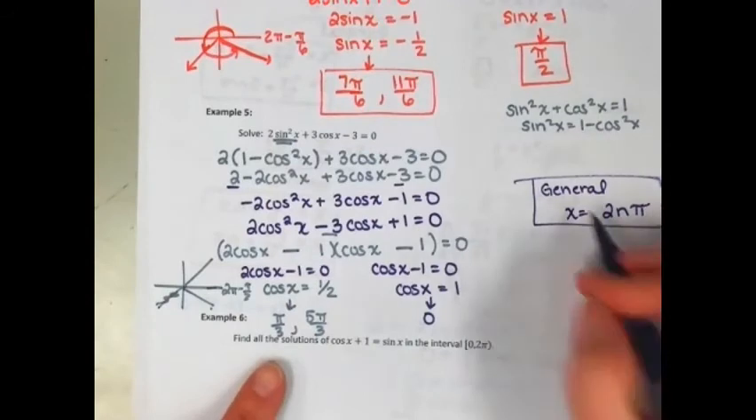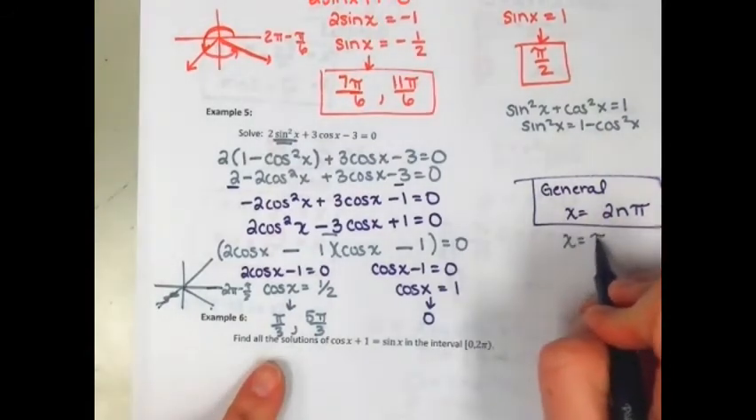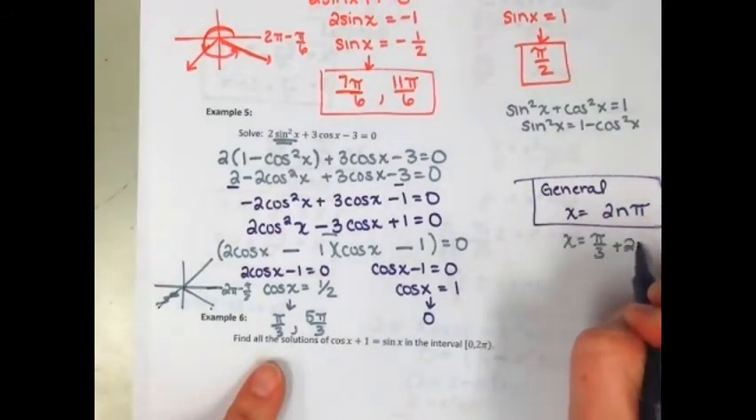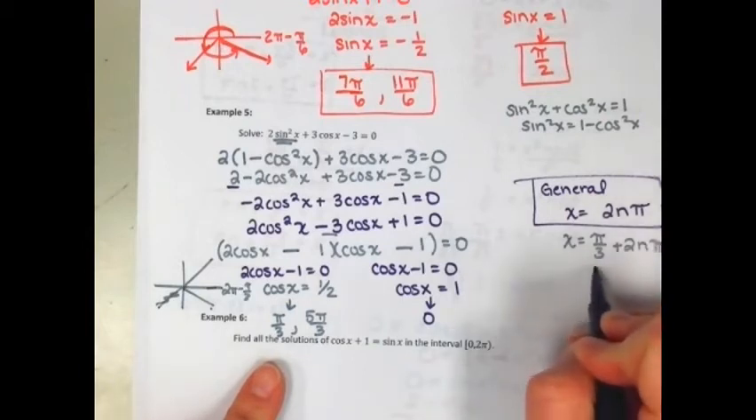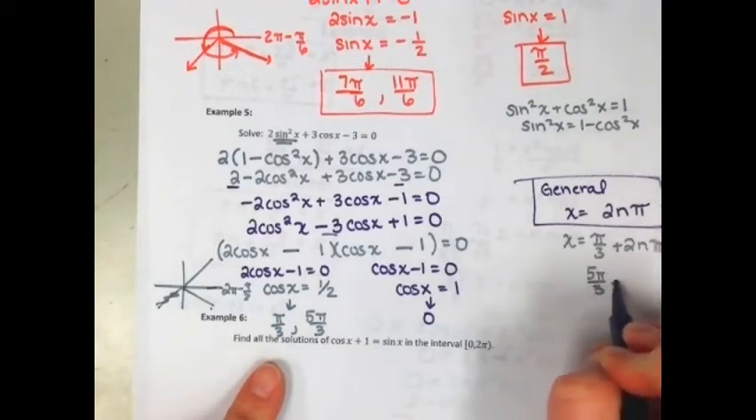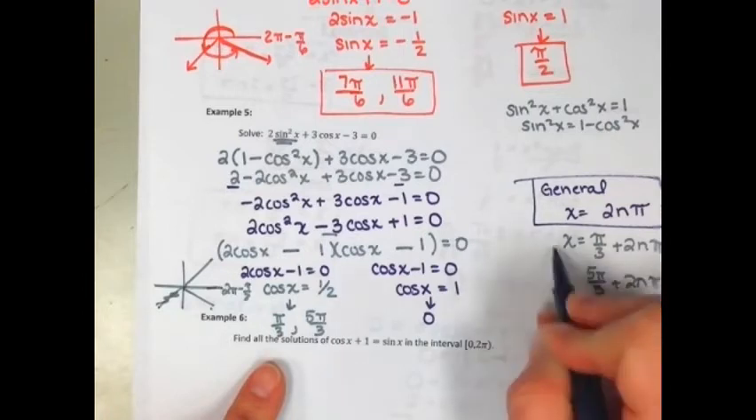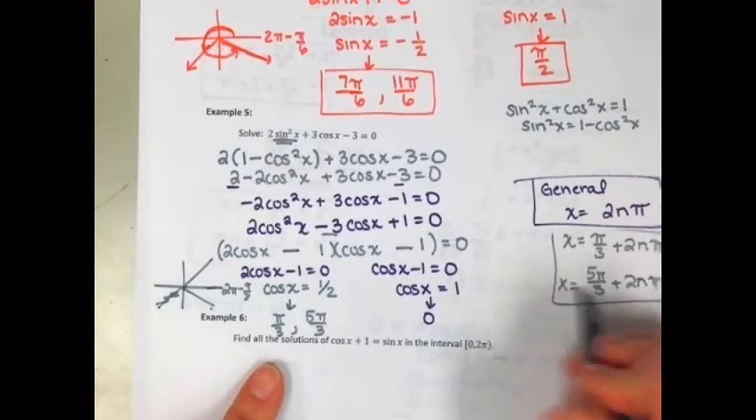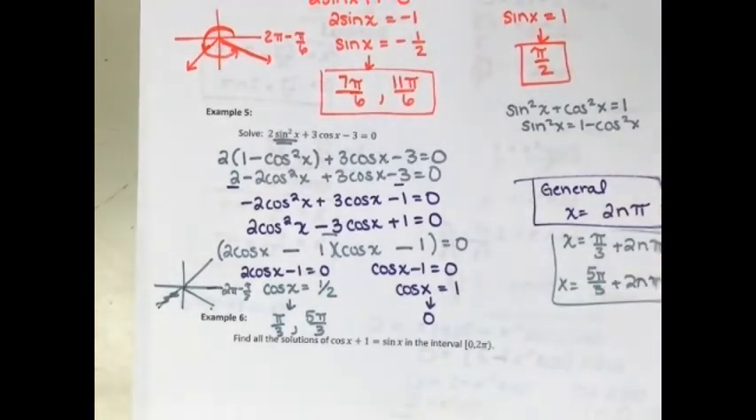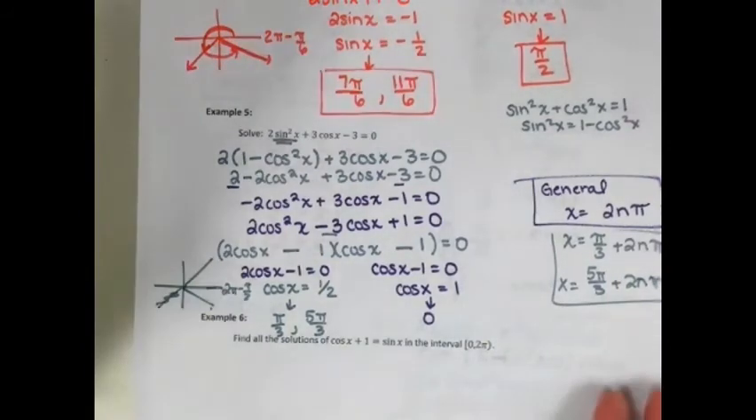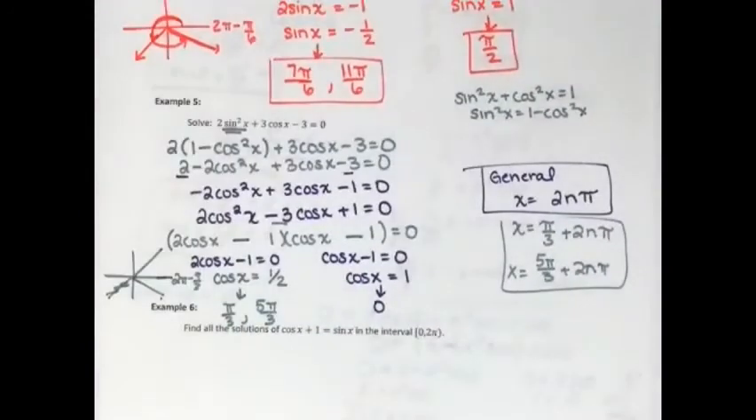So now, my general form, I take pi over 3 and add 2n pi, and then 5 pi over 3 plus 2n pi. And again, it doesn't matter, guys, if you put 2 pi n. I always keep wanting to do that. That's okay. That's the same thing. Okay. All right. Any questions so far? All right. Next one.